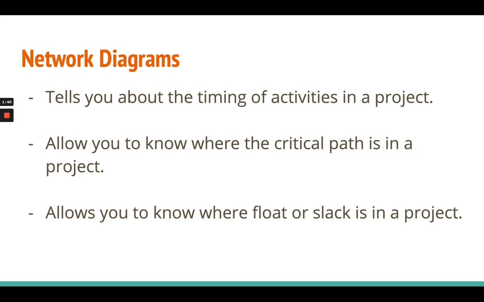And it allows you to know where float or slack is in a project, and that is basically the opposite of the critical path. There will be certain activities in any project that can be adjusted. Their start and end dates can be adjusted a little bit. And the float or the slack, that's an interchangeable term, allows you to know how many days delay with different activities are available to you.